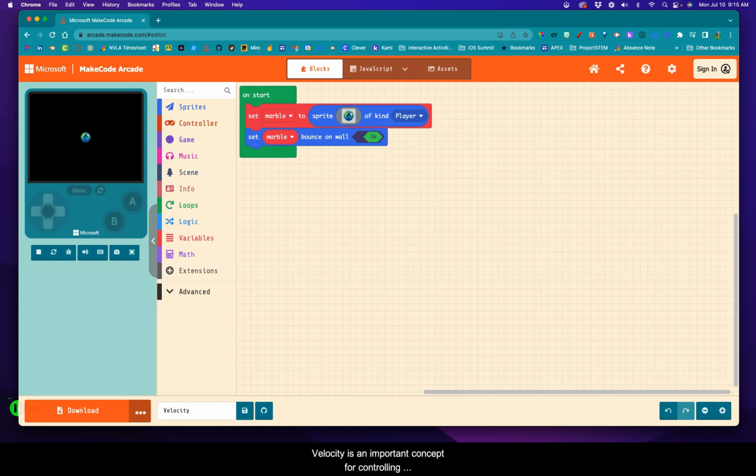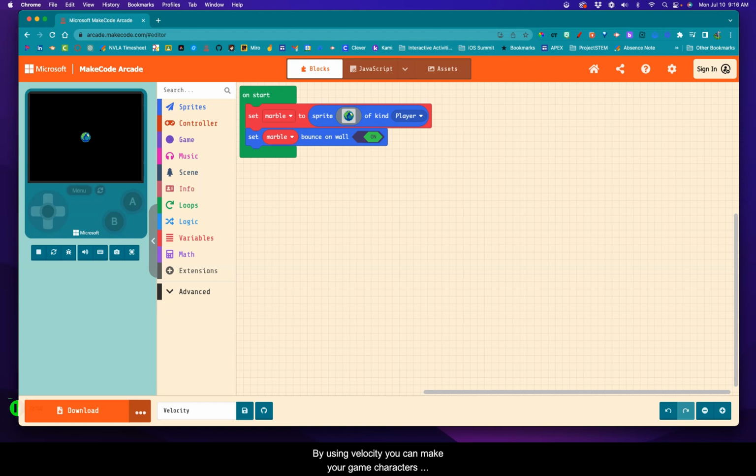Velocity is an important concept for controlling movement in games. It's a word that is often used to mean speed, like how fast something is moving. But in MakeCode Arcade, velocity also tells us which direction an object is moving. So it's not just about how fast something is going, but also where it's going.